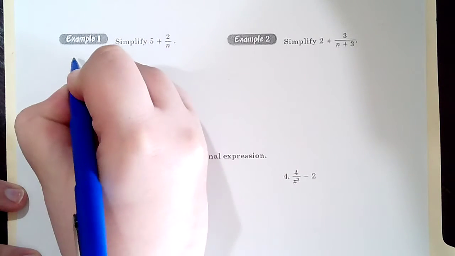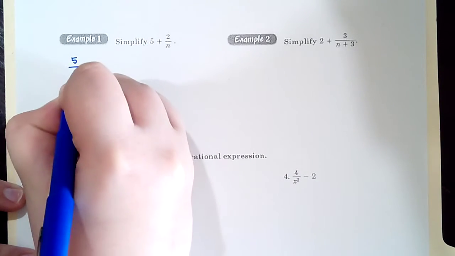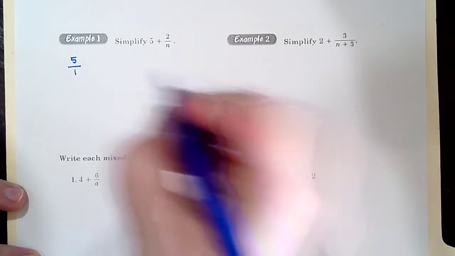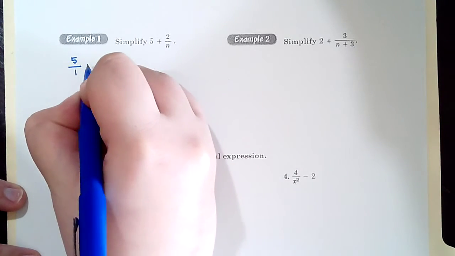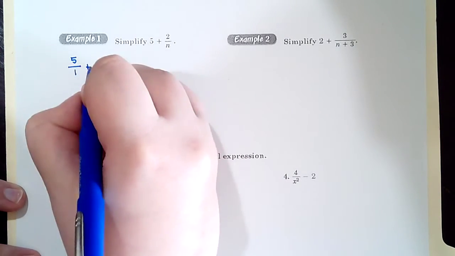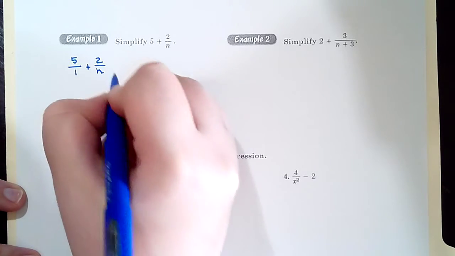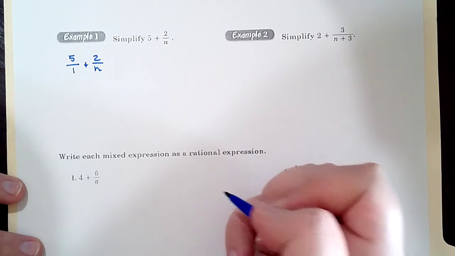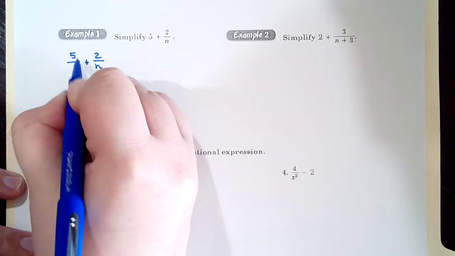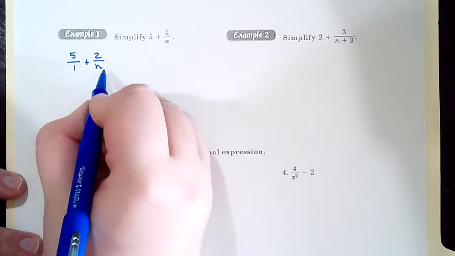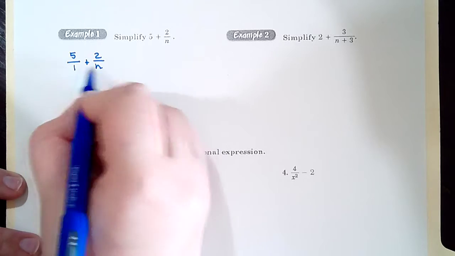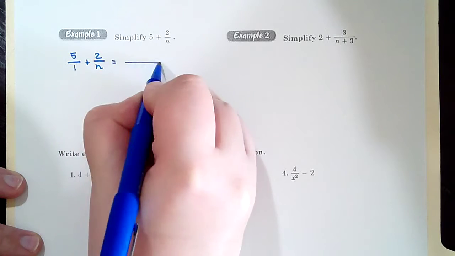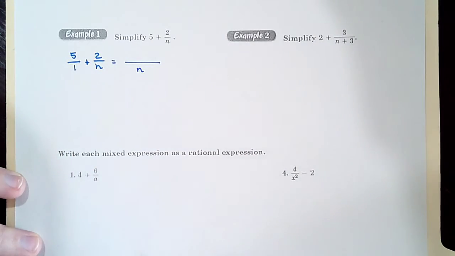Well, the easiest way is by writing whatever number we're talking about over 1, because any number divided by 1 is just itself. So 5 divided by 1 is the same thing as 5. I now can say 5 divided by 1 plus 2 divided by n, except we don't have a like denominator. So just as we did in the last section, we have to figure out the LCD. In this case, we have a 1 here, we have an n here. If we take each of those one time, our common denominator is 1 times n, or just n.